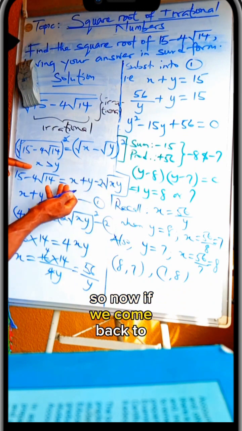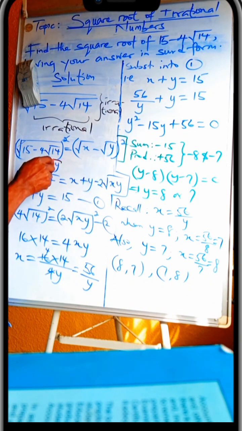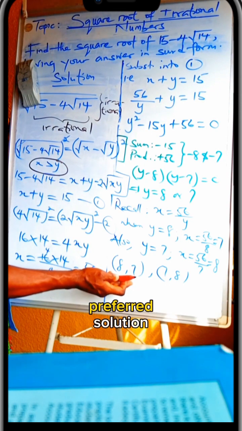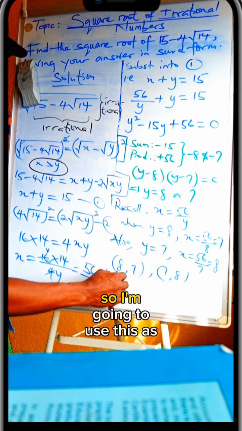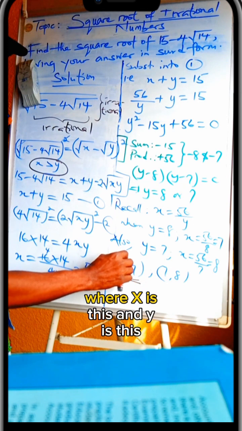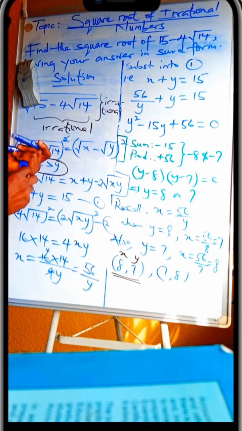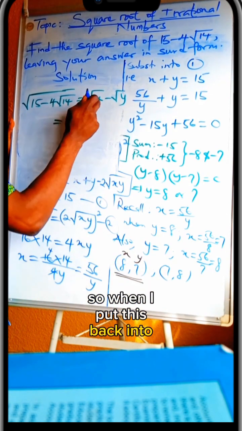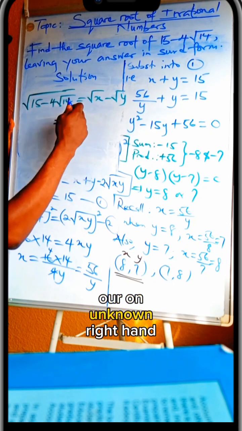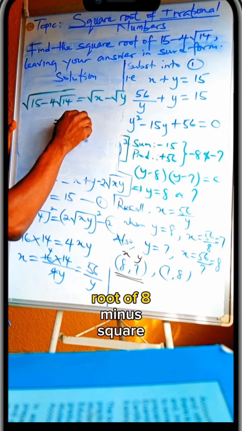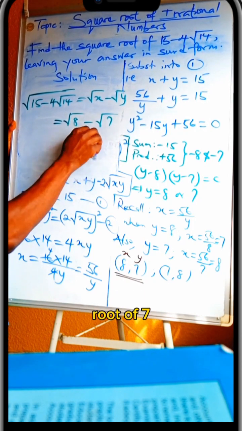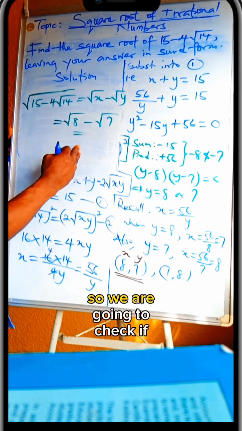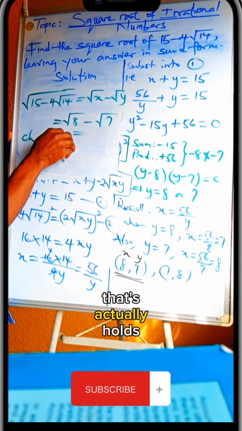So now if we come back to this condition, we can then pick this as our preferred solution. So I'm going to use this as the preferred solution where x is this and y is this. So when I put this back into our unknown right hand side, I'm going to have square root of 8 minus square root of 7, and that ends the solving. And actually the square root of this is this, so we are going to check if that actually holds.